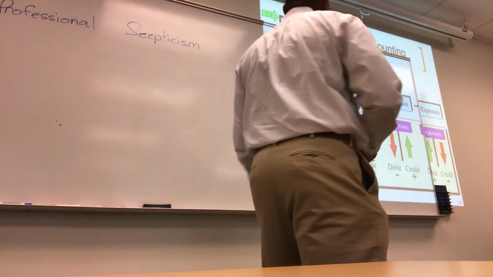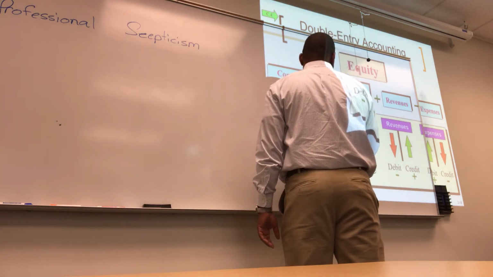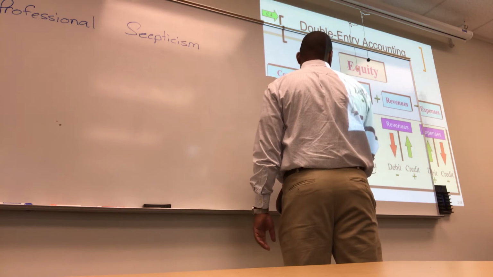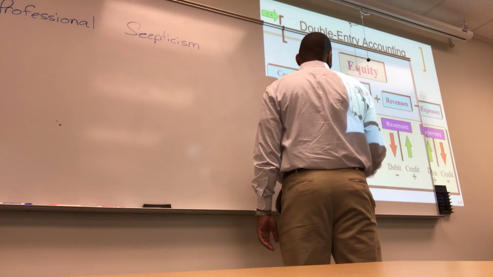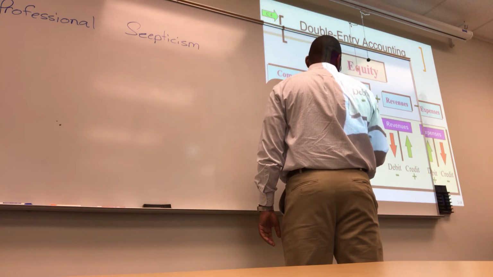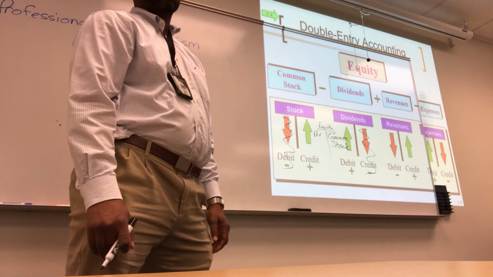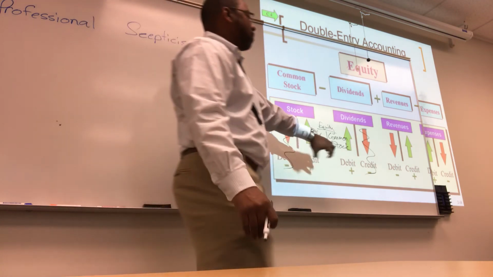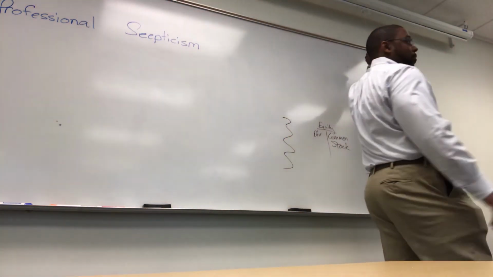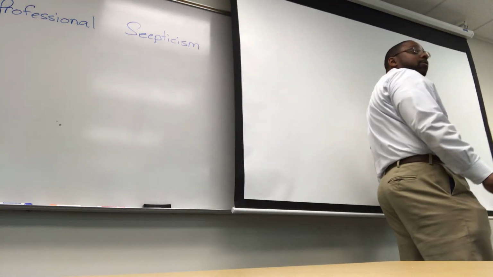So if you look at these two, in this equity section, they're basically dividends on the debit and common stock on the credit. Everybody with me? So these two are basically one transaction. Thanks, Robert. Appreciate it. Everybody understand that?